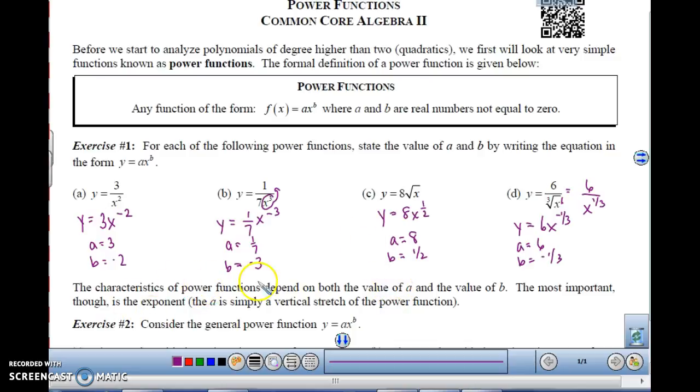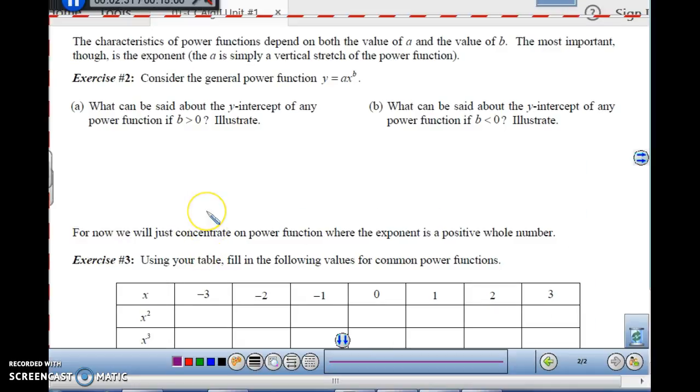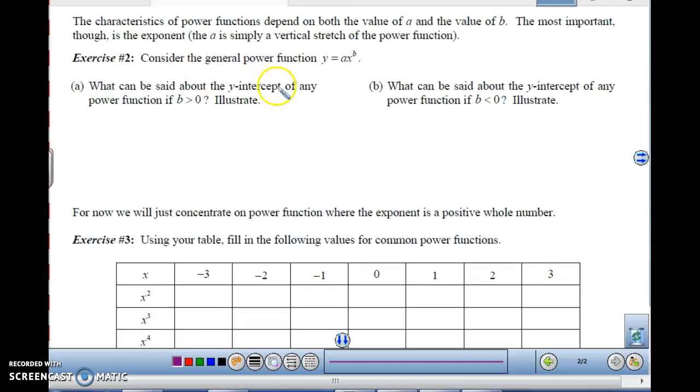Now, the characteristics of power functions depend on both the value of a and the value of b. Most important, though, is the exponent. The a is certainly a vertical stretch of the power function. We talked about stretching in the last unit. So let's look at the first characteristic of y equals ax to the b. What can be said about the y-intercept of any power function if b is greater than 0?